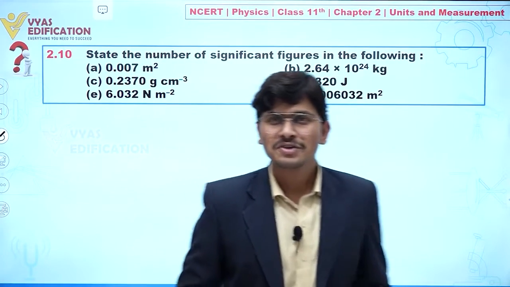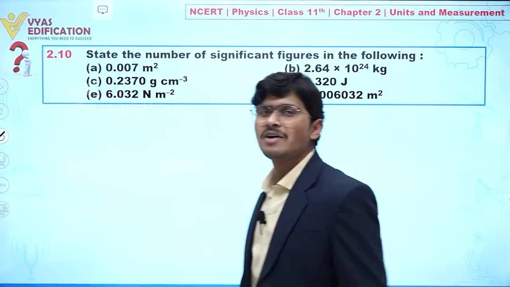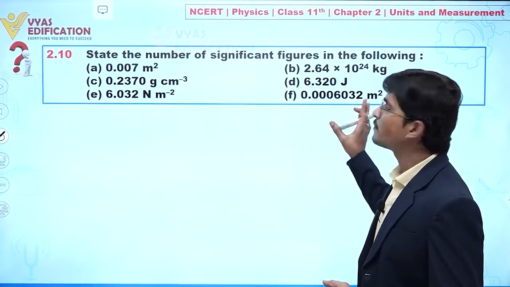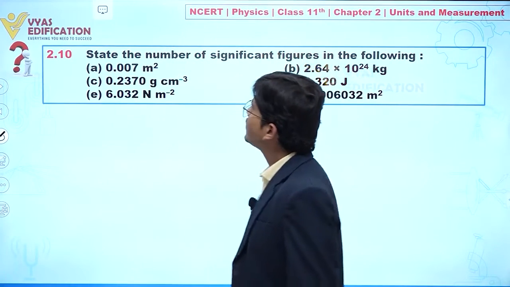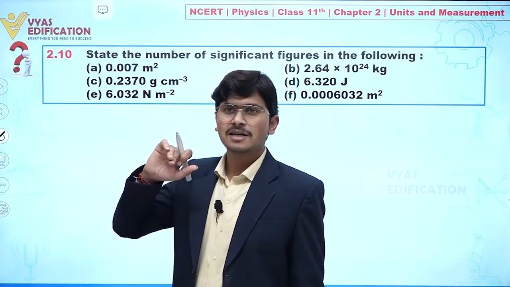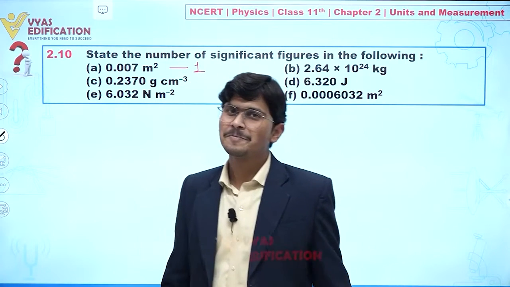Now student, we are going to discuss question number 2.10. In this question we have to find the total number of significant figures present in the following. So now let us try to understand one by one. In part A, you can see we are having 0 before a non-zero digit. So directly you can say here we are having a significant figure, that is 1.